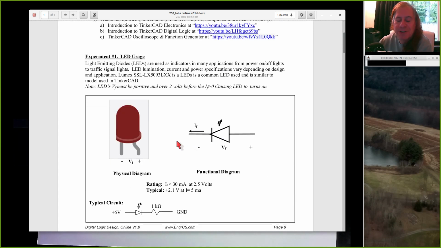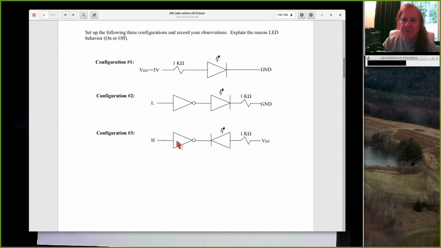LED use, we talked about these experiments. It's mainly the last experiment I want to drill into, but let's just review the rest of these quickly. So experiment 1, you're building 3 circuits, each involving an LED, resistor, and these involving an inverter. L is logic 0, so that's ground. H is logic 1, so that's VCC, or 5 volts. And build these 3 circuits, see what happens to the LED, and then try to explain why that's what the LED did. Why does it light up or not light up?